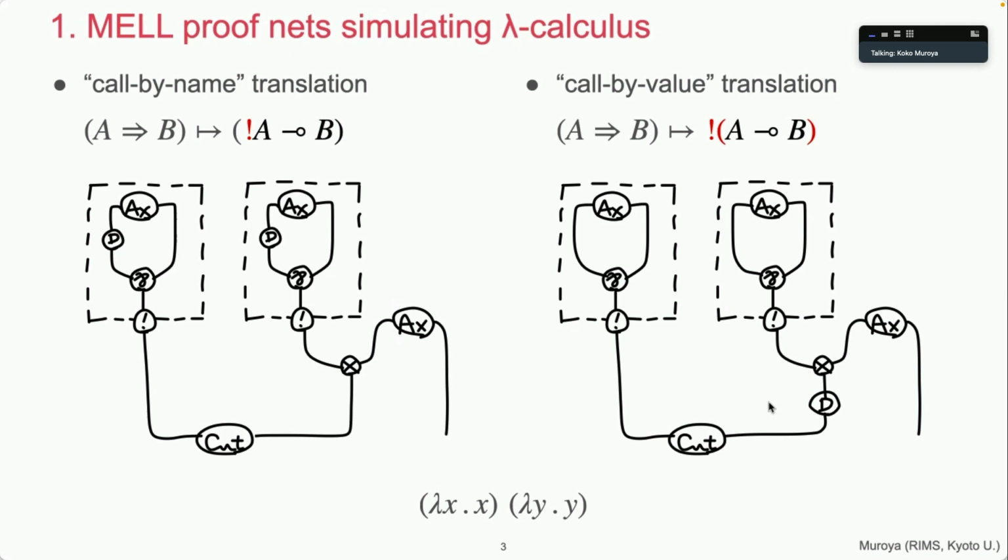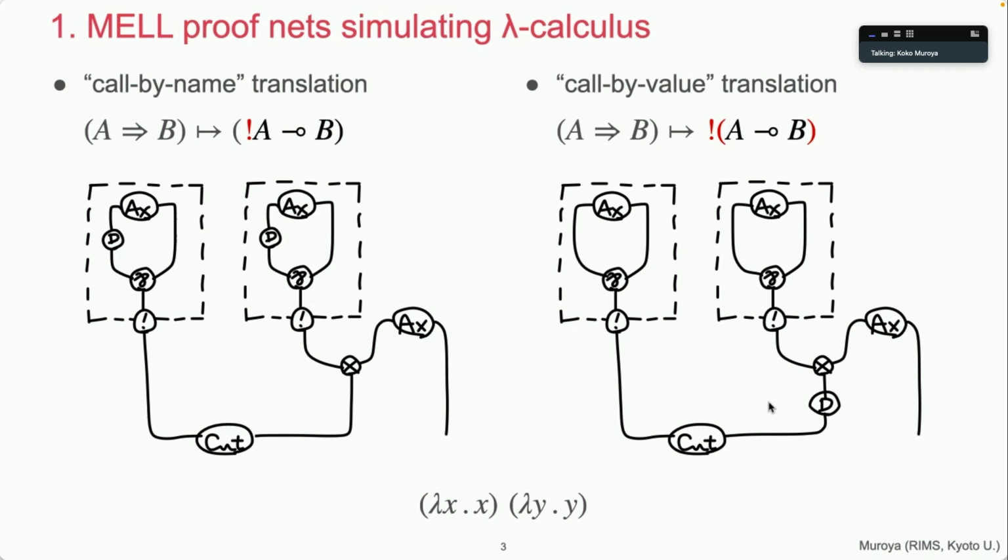As you can see, the difference is where the bang modality is. In the call by name translation, arguments are inside the bang, whereas in the call by value translation, the whole function type is inside the bang. I'm showing you two translations of the same lambda term, which is lambda x.x applied to lambda y.y. These two translations basically look the same, and the only difference here is where these dereliction nodes are.